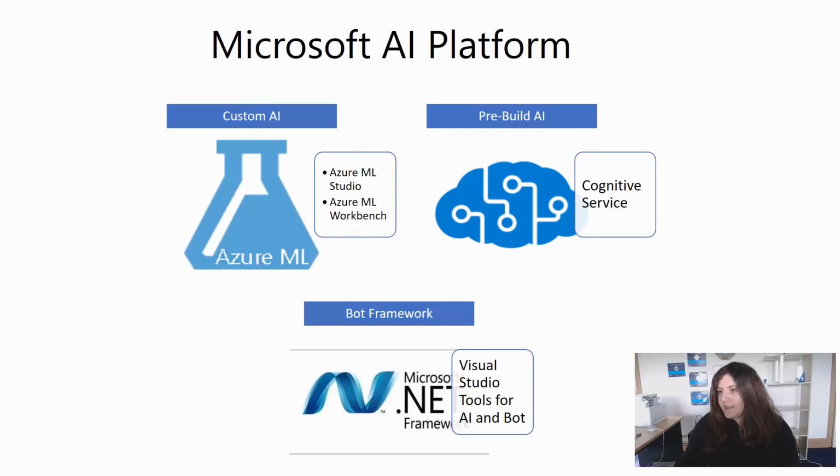As you can see in the chart I'm showing here, we have different options to do AI. The first one is creating our custom AI using different languages. We can use Azure ML Studio, Azure ML Workbench, or write in Databricks. In a past video, I showed you how we can write R and create our own. This is one approach to do AI.